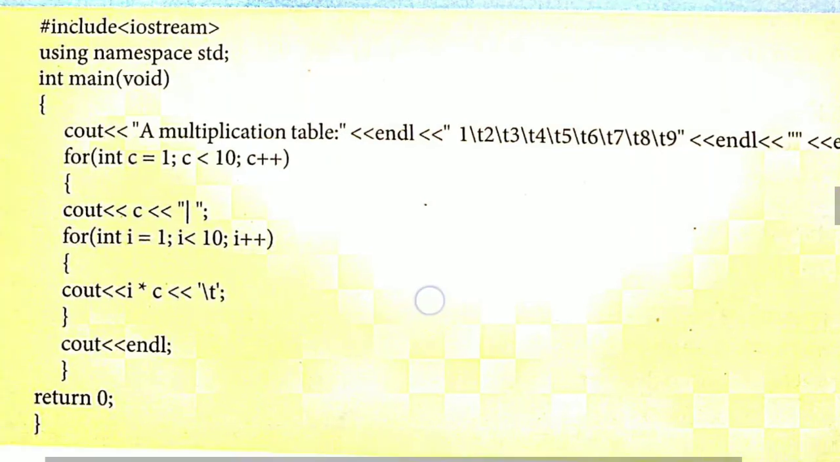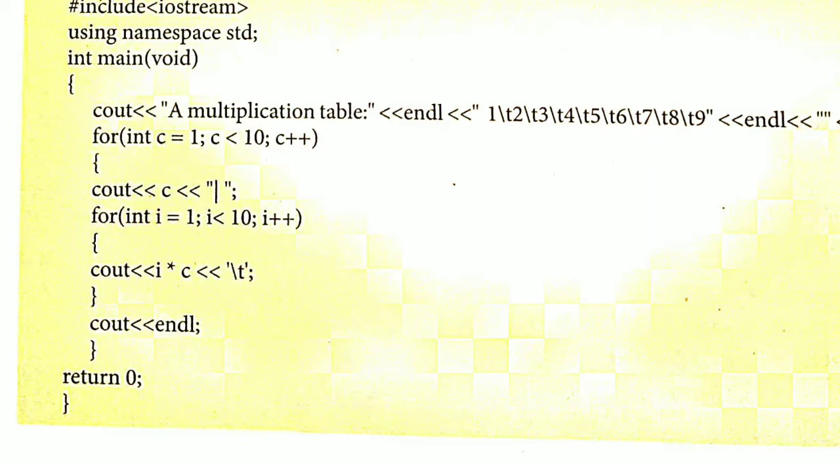So in the initial for, this for contains a value c is equal to 1, c less than 10, c plus plus. So the initial state is 1, the test condition is c less than 10, and c plus plus is the increment value. Now they are printing the pipe symbol. Okay, so this small vertical line is known as the pipe symbol.